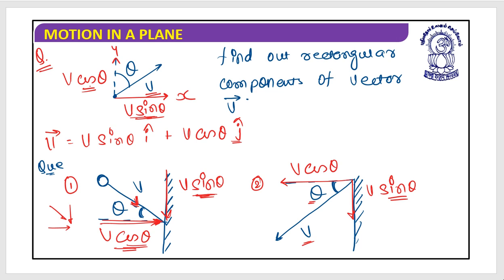And if this is the situation where v is moving outside, then their components, that means the v cos theta and v sin theta, are also moving in the outside direction. It is something like this. I hope this is clear.